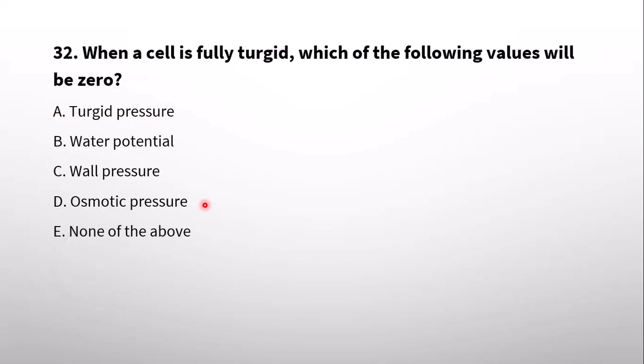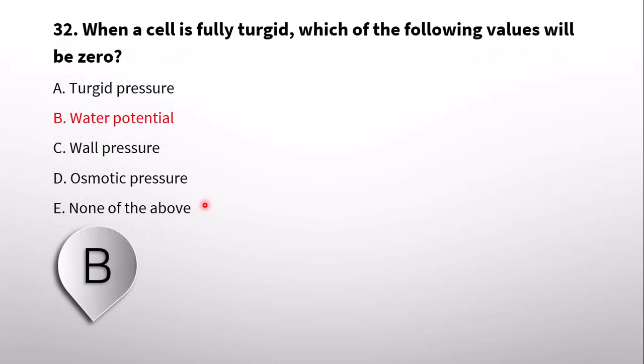When a cell is fully turgid, which of the following values will be 0? The water potential will be 0. Remember yes, it's 0. The water potential has negative values for solutions, and for pure water is 0.